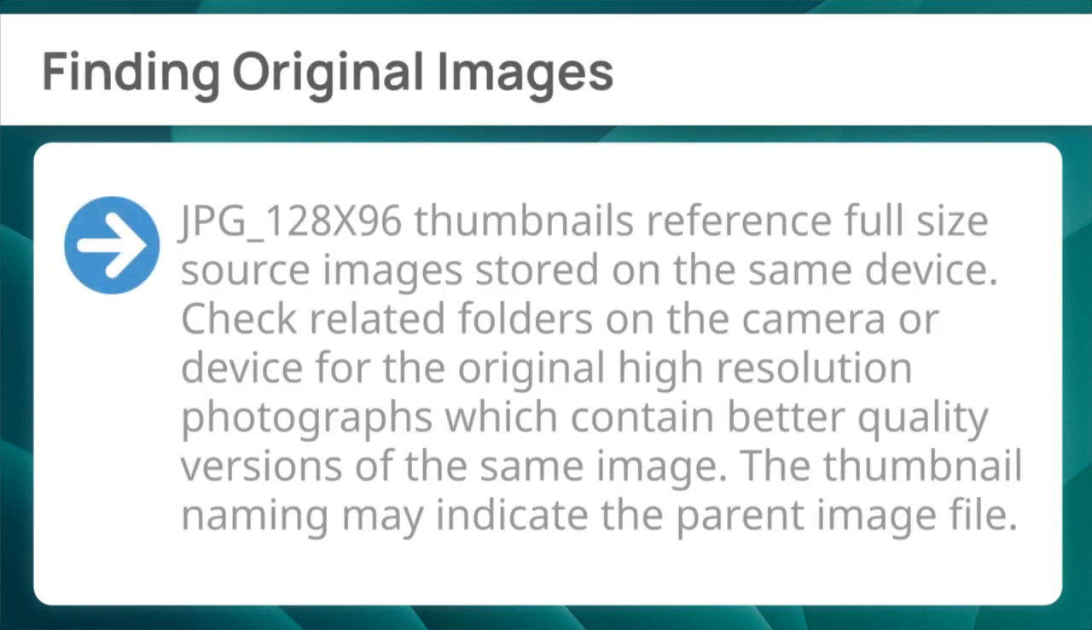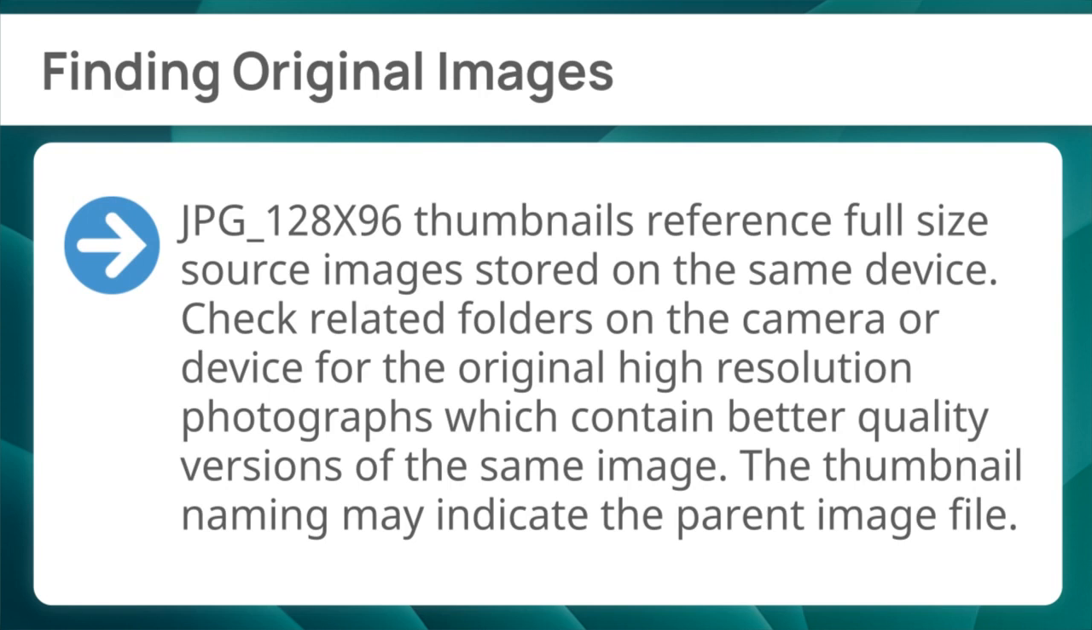Finally, finding original images. JPG 128x96 thumbnails reference full-size source images stored on the same device. Check related folders on the camera or device for the original high-resolution photographs, which contain better quality versions of the same image. The thumbnail naming may indicate the parent image file.